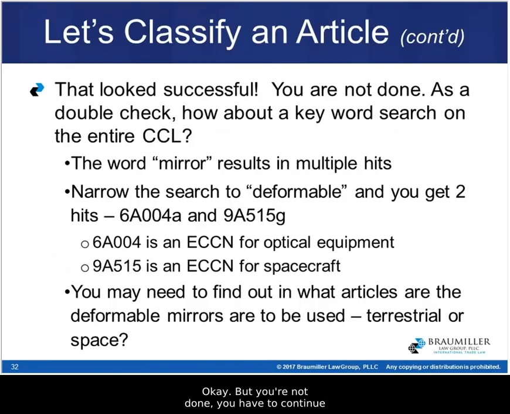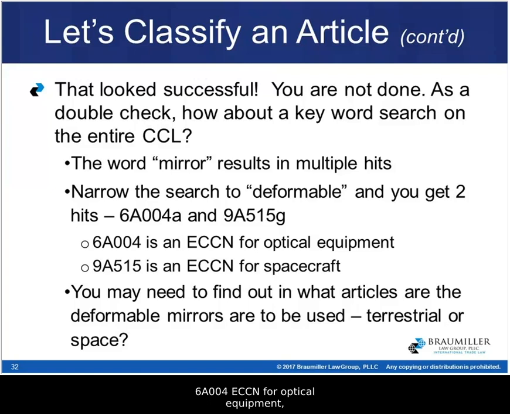Okay, but you're not done. You have to continue to exercise diligence and double check and make sure that there are not other possibilities under the CCL. So again, I mentioned it's a good idea to have a PDF version of the CCL open, and you can scan the whole thing with a word search. So if you search the word mirror, you'll get multiple hits. If you narrow that down to deformable, you'll get some additional hits. And here we see the first one, again, is the 6A004. And right away we see that, hey, 004, that's going to be a highly controlled item.